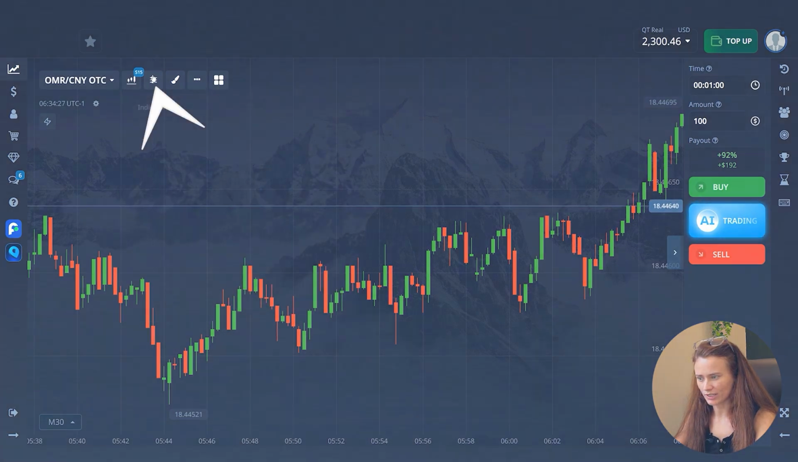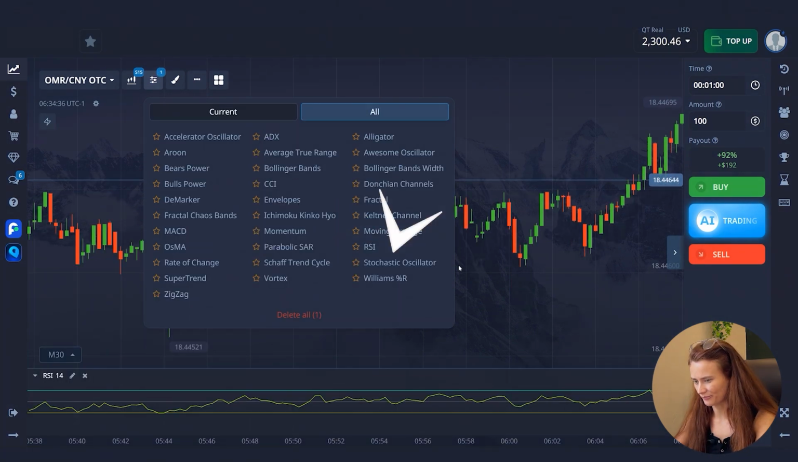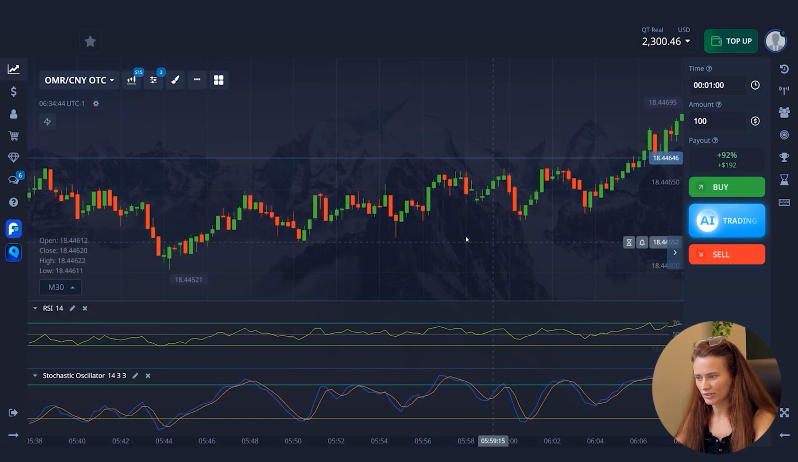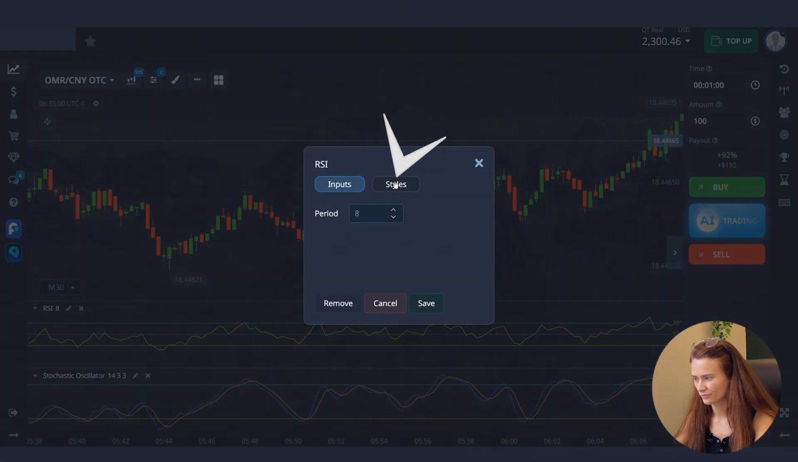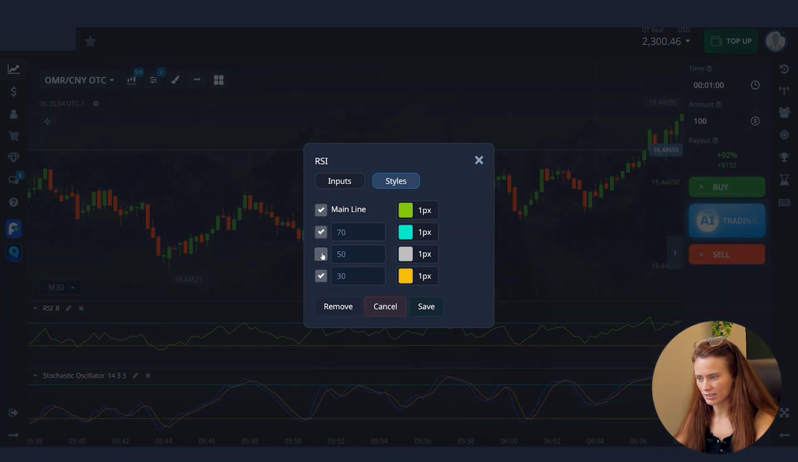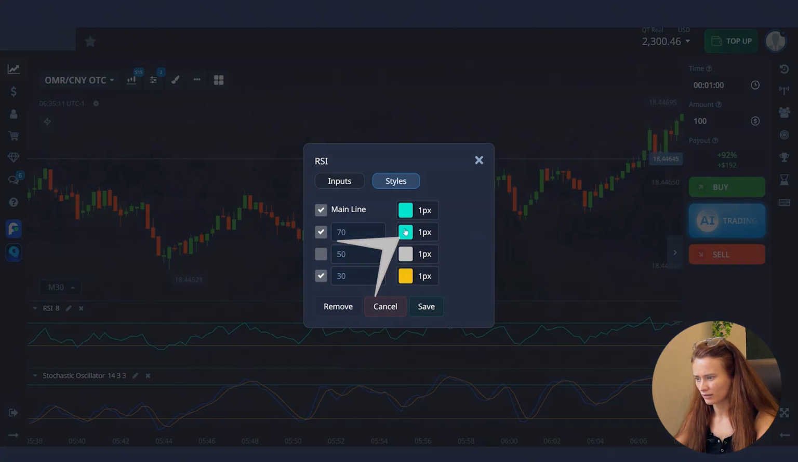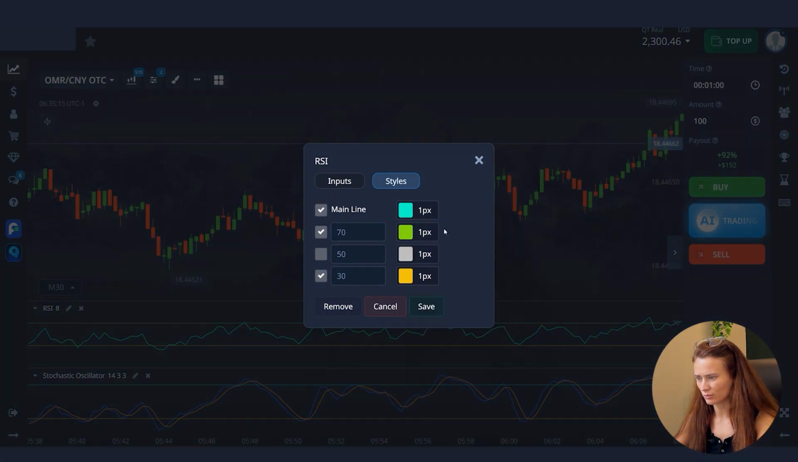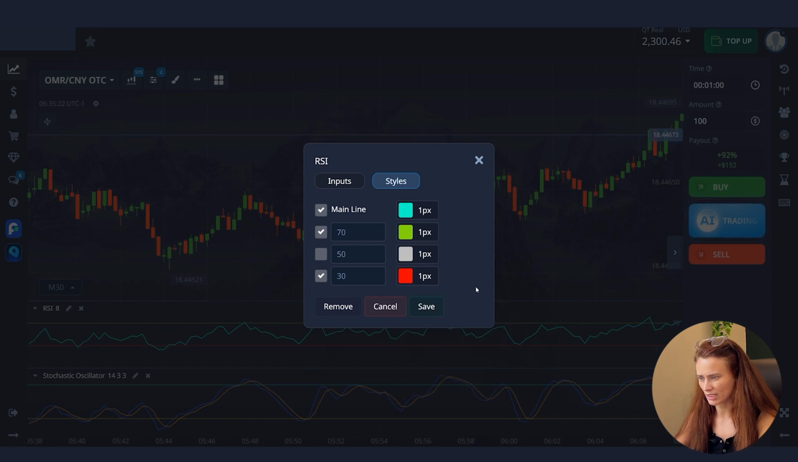Now turn on the indicators, and they will be RSI and stochastic oscillator. In the RSI settings, you need to reduce the period to 8. This will allow me to see all market fluctuations more quickly. In the RSI settings, I turn off level 50. It's not needed in this strategy. Color of the line will be turquoise. Level 70 is green and level 30 is red.